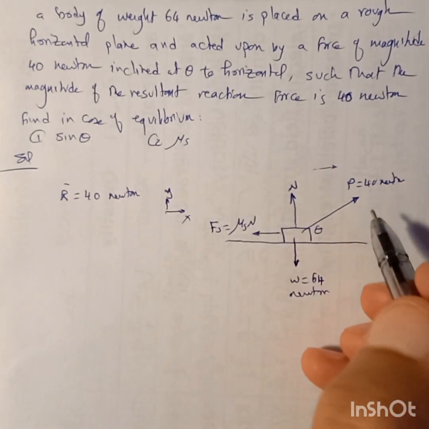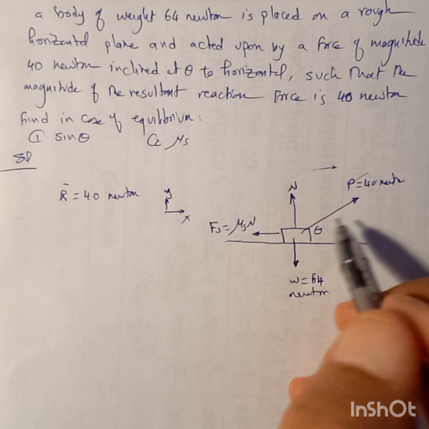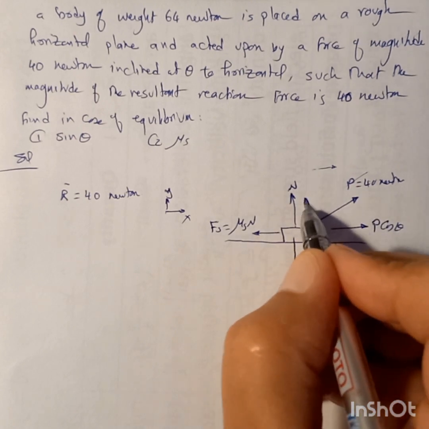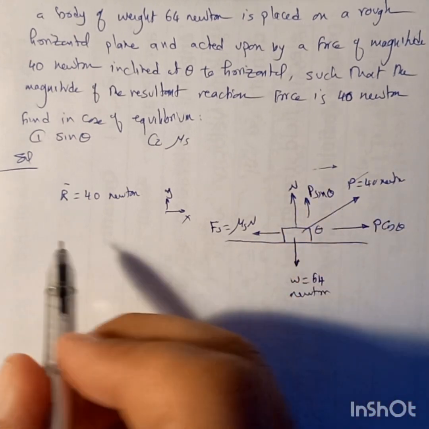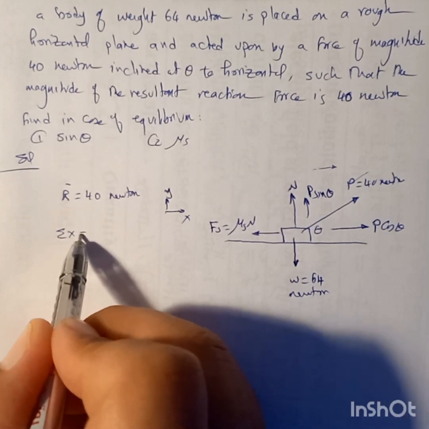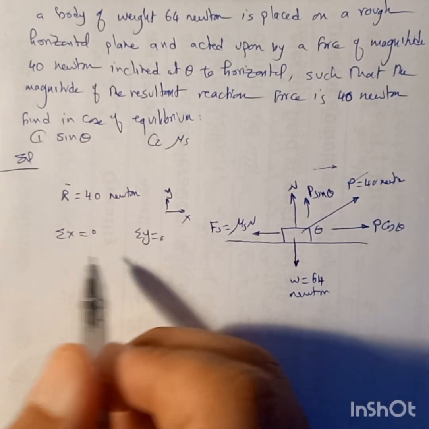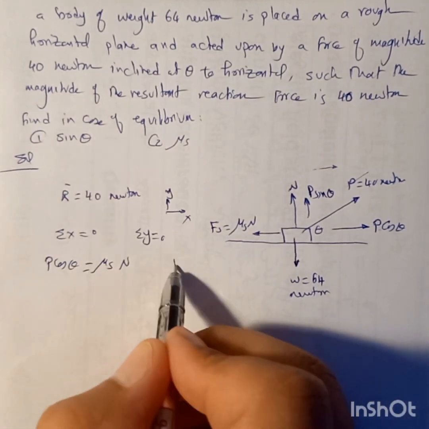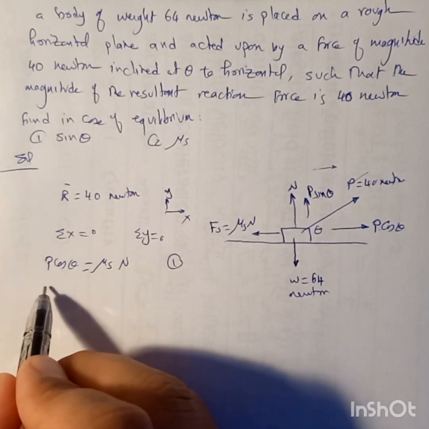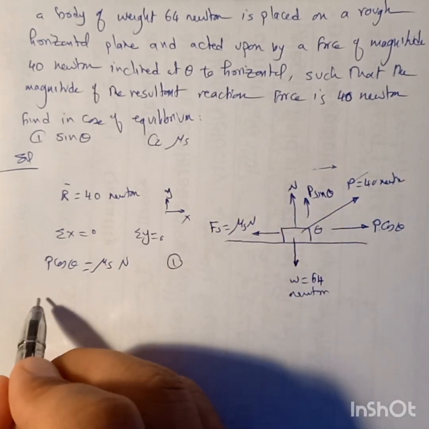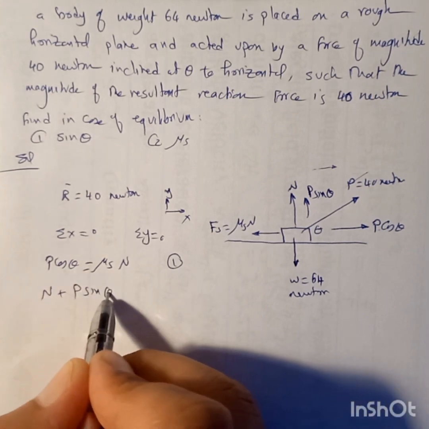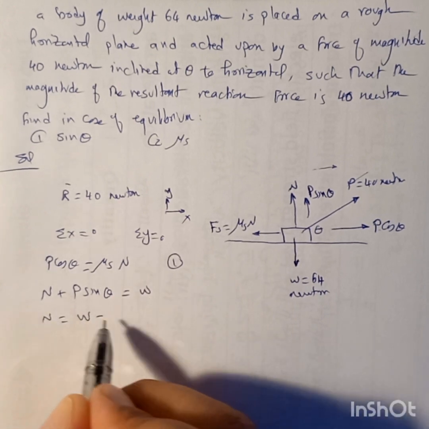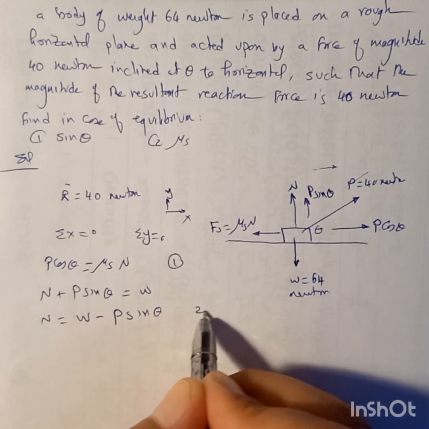Finally we have to resolve this into two orthogonal directions. We have in this direction B cosine theta and in this direction B sine theta. Now it's time to apply the equilibrium equations: summation of x equals 0, summation of y equals 0. Here we have B cosine theta equals mu s times N, and this is equation number 1. In the y direction we have N plus B sine theta equals W. Then N equals W minus B sine theta, and this is equation number 2.